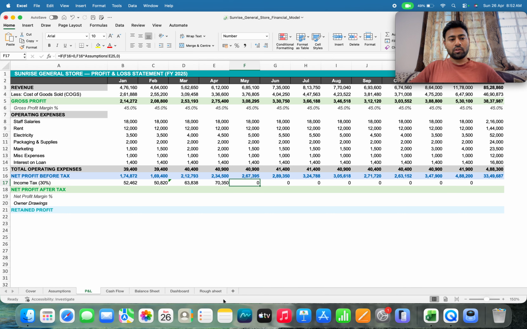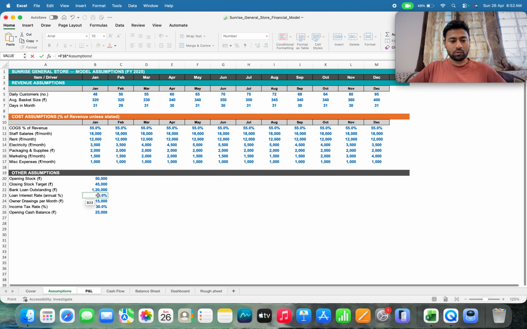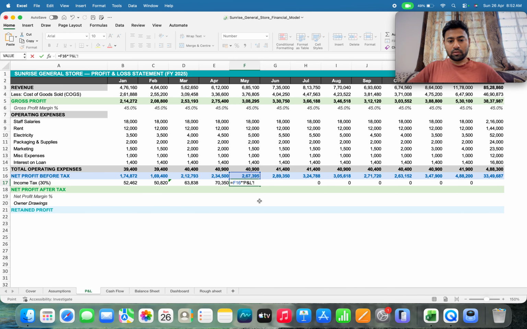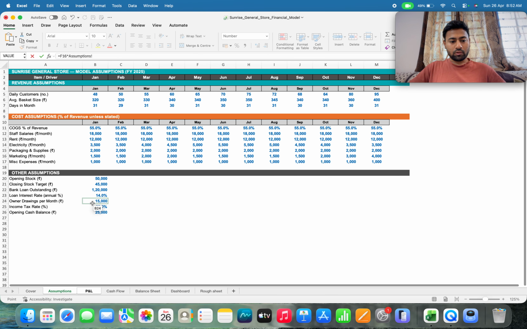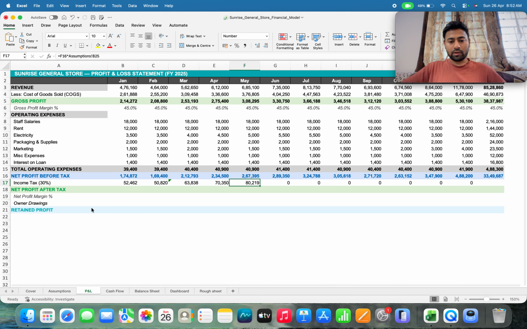So instead of this formula we can also use net profit into, as it was taking so much time, that's why I'm doing it like this. PNL into going to the assumption sheet, and simply I am multiplying by the 30% slab and pressing enter, we will get the tax.